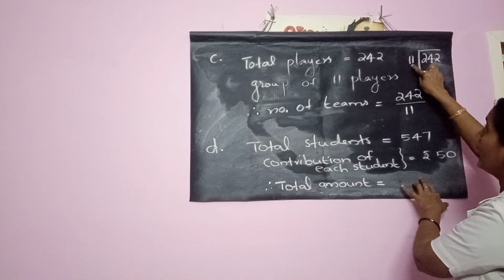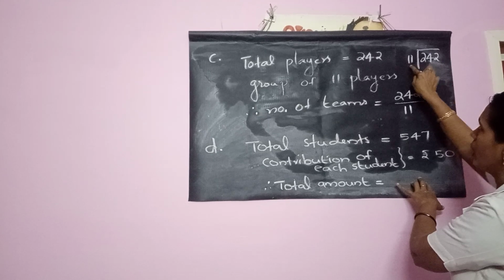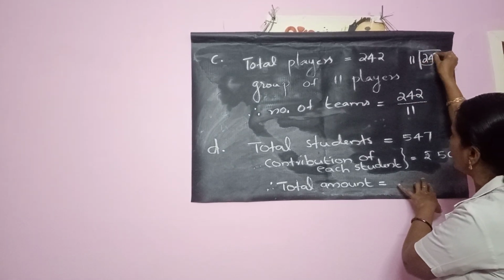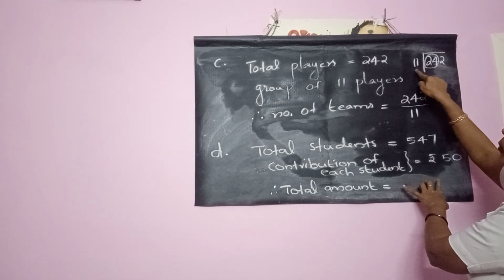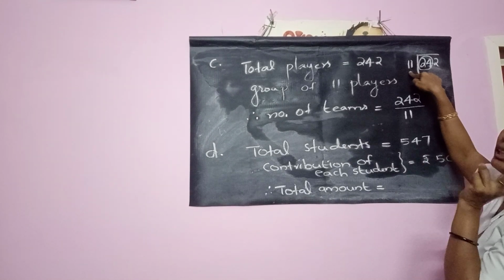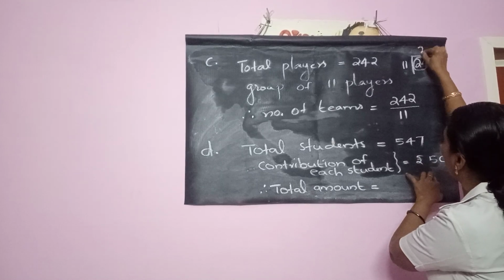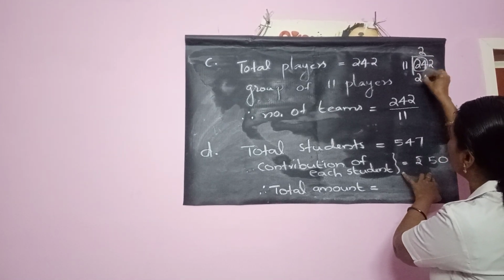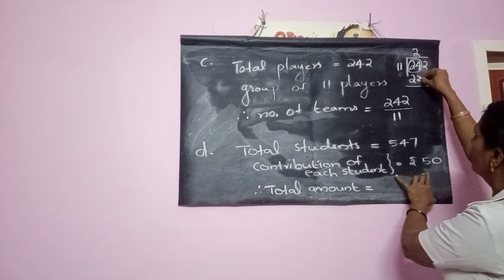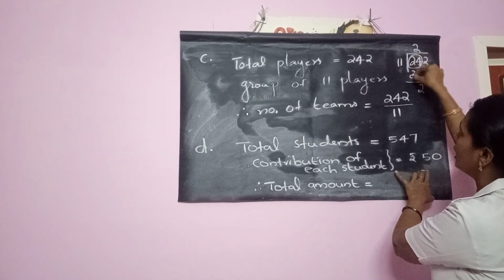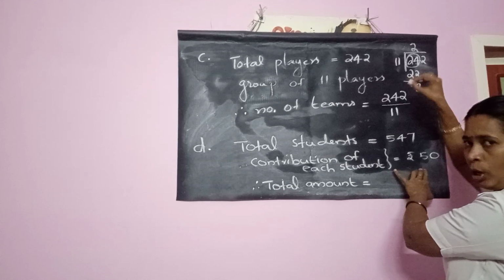So you have to take, this is a 2-digit number. So you take 2 digits at a time. That is our 24. In 24, how many 11s are there? It's very clear. 2 11s are there. 2 11s will give 22 for us. Now subtract 4 minus 2, 2. This will give you 0. Either you write 0 or leave it.